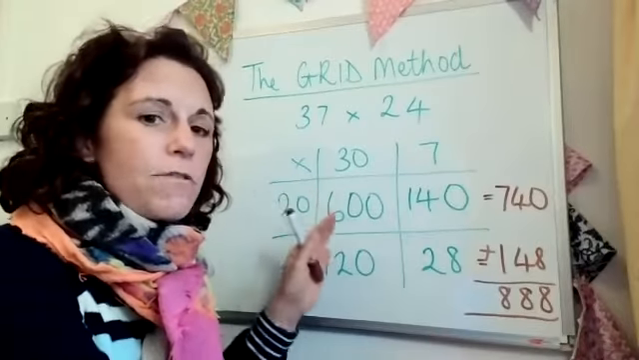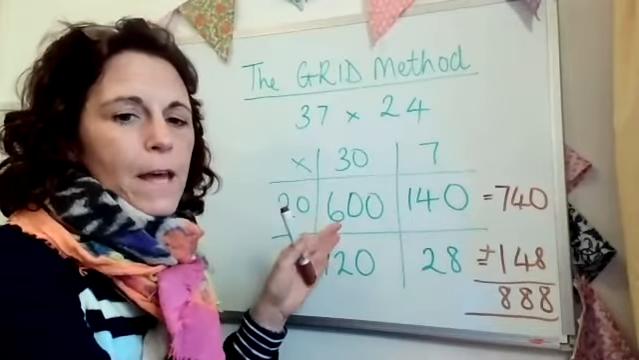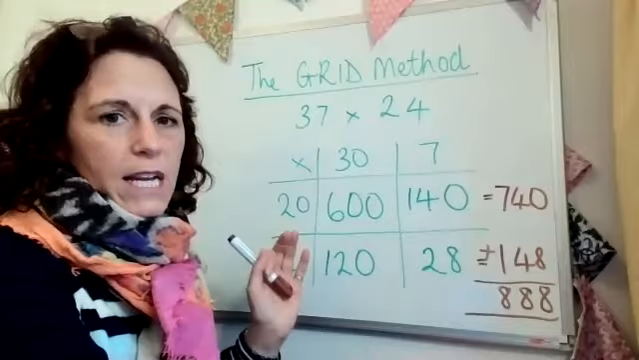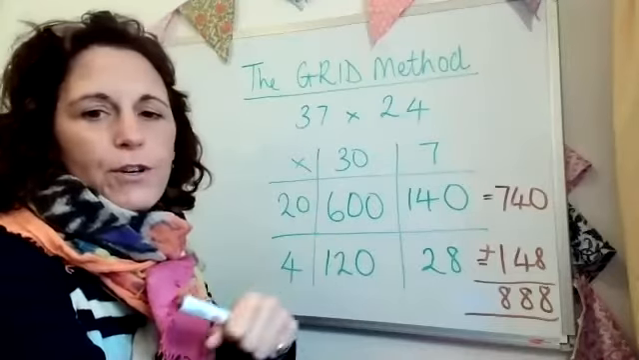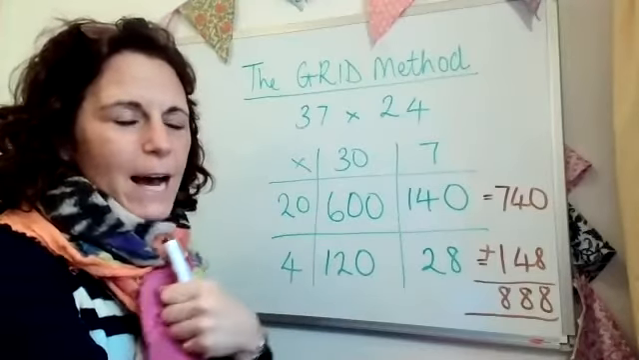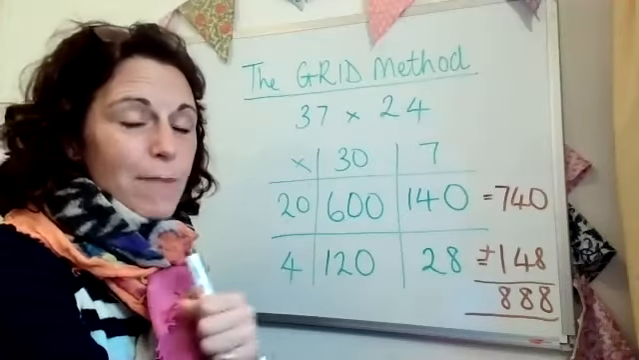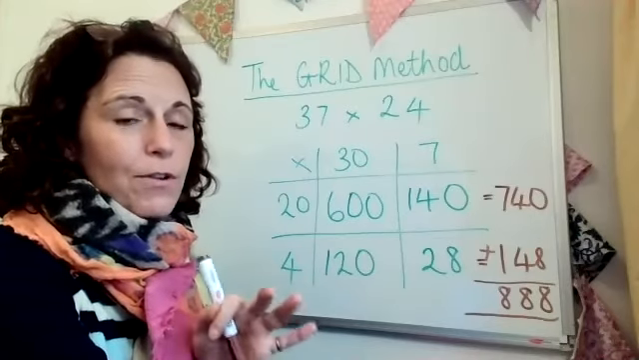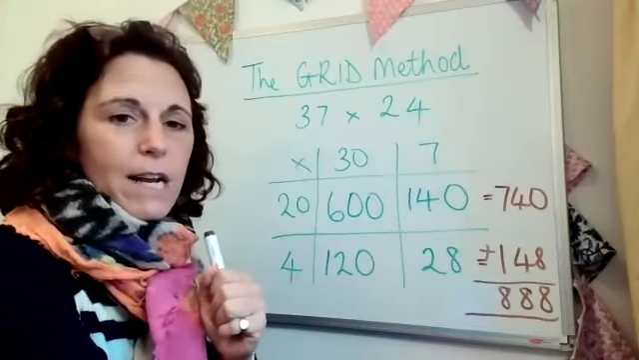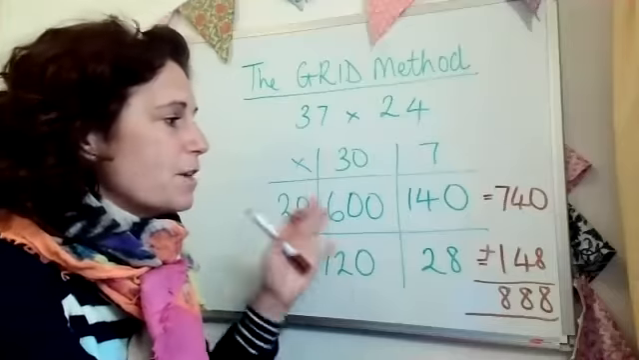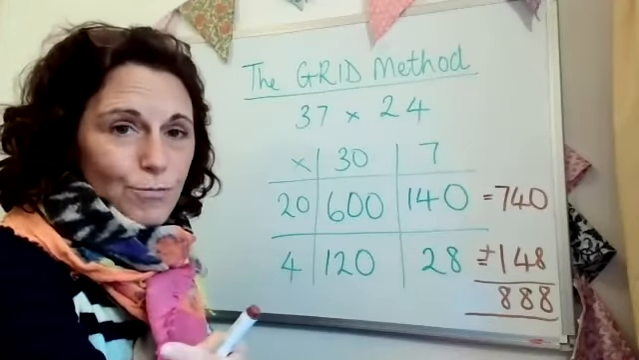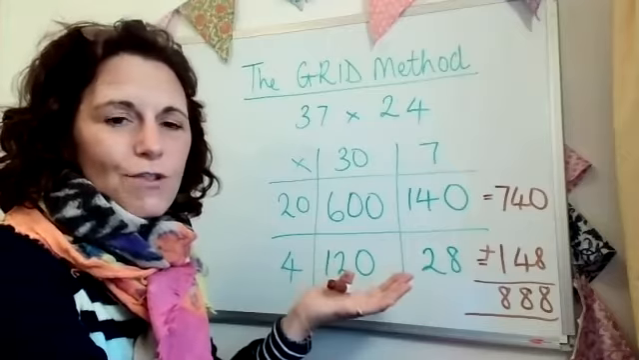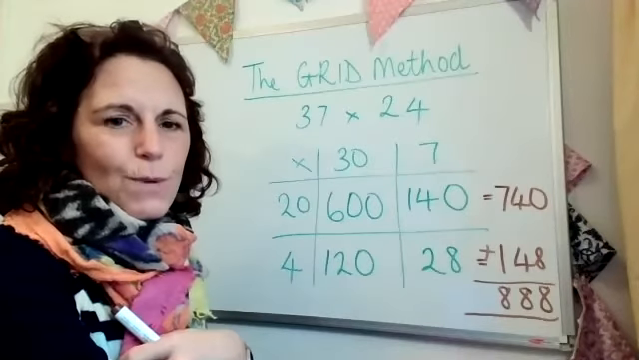So this isn't the only way to do timesing. And once you've learnt both ways, then you can choose whether you want to do this way or whether you want to do the column method. And really, it doesn't matter which one you choose. They both give you the right answer if you do them correctly. So don't worry about it. If you don't like this method, you can use the short multiplication method. If you don't like the short multiplication method, you can use the grid method. It really doesn't matter which way around you do it.